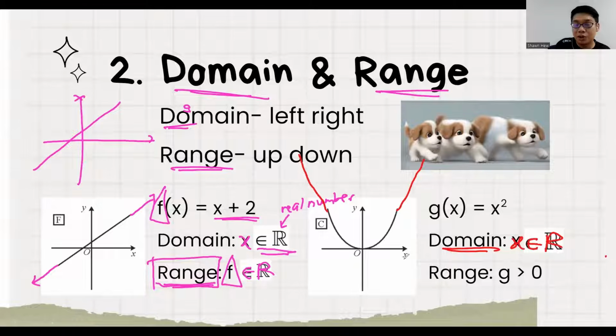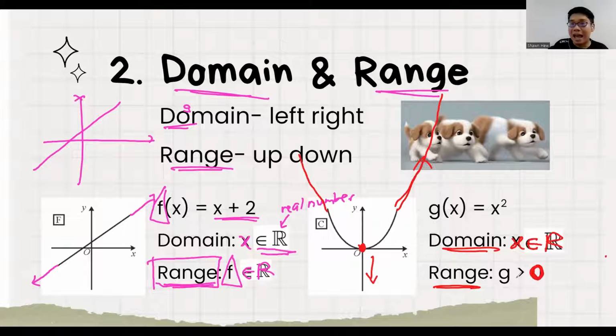Okay. So how about range? Range is up, down. Can I continue to go up? Yes, I can go up, up, up, up, up. But can I continue to go down? No. There is a minimum value that it can reach. Then after that, it can no longer go lower than it. So what is the minimum that it can go? Minimum it can go is 0.